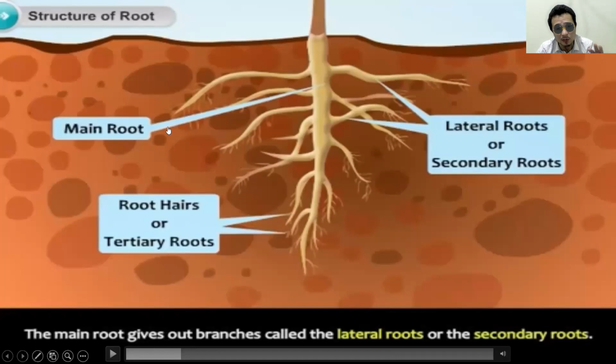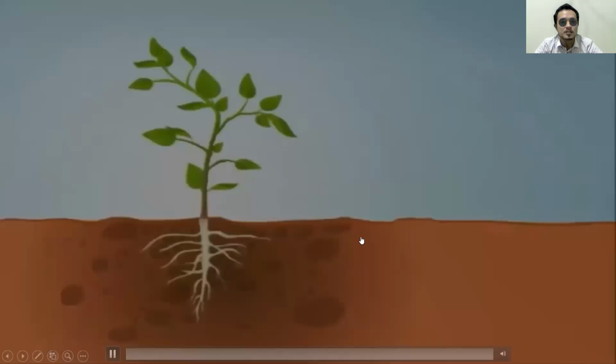So we will be talking about the tertiary roots, which are the root hairs that help the plants to get water and absorb nutrients and minerals from the soil. So that's the function of the roots. Now let's proceed to the stem.